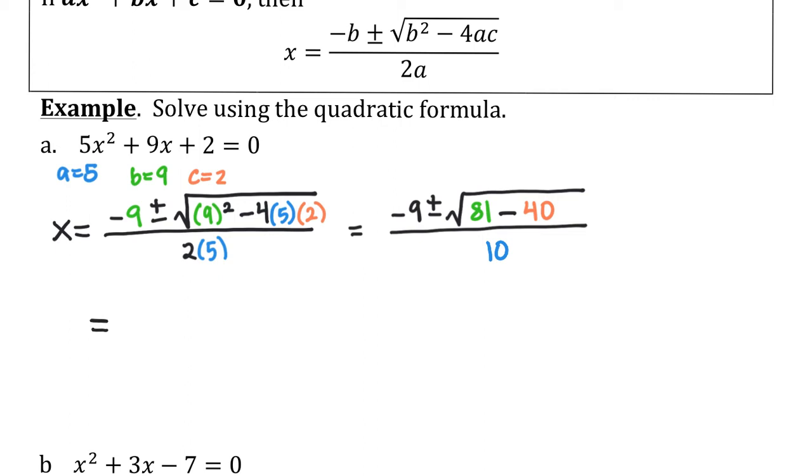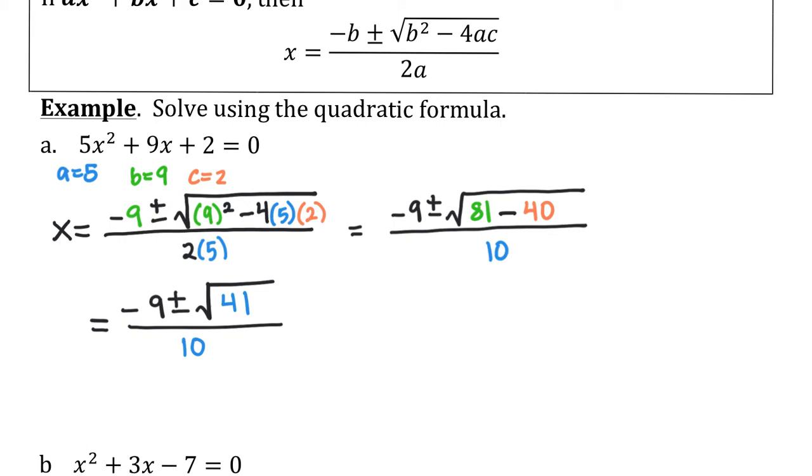Now I'm going to keep simplifying this. The radicand can simplify a little bit more. So I'm going to bring over the negative 9 plus minus, bring over the big square root sign. Inside the radical, I have 81 minus 40. 81 minus 40 is 41. And let me put the 10 at the bottom. Now I'm going to look at this answer. The square root of 41 is irrational. Does it simplify? No, I can only think of 41 times 1.